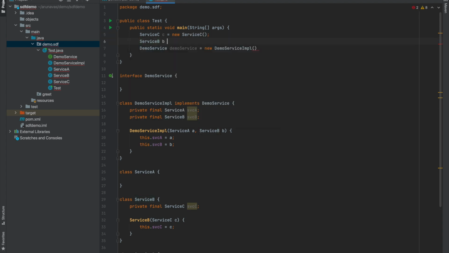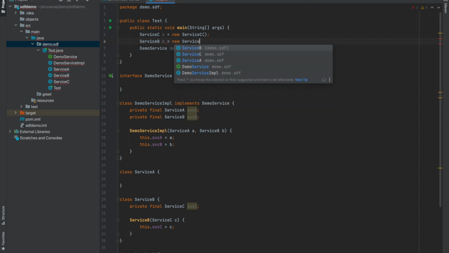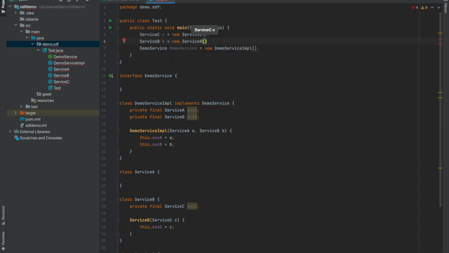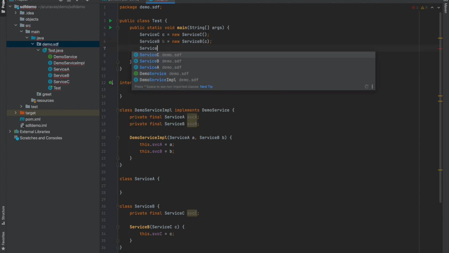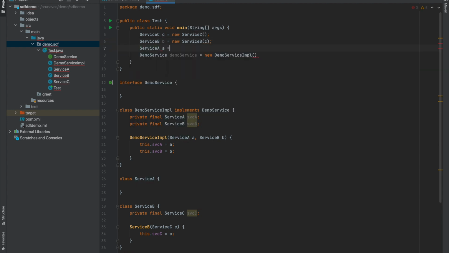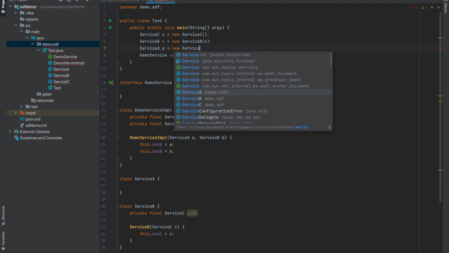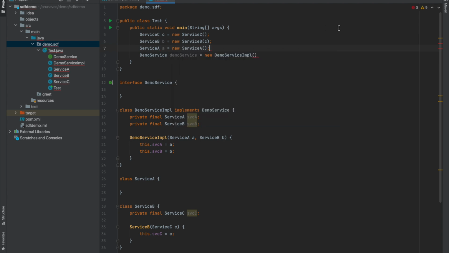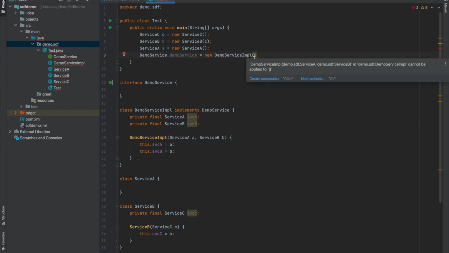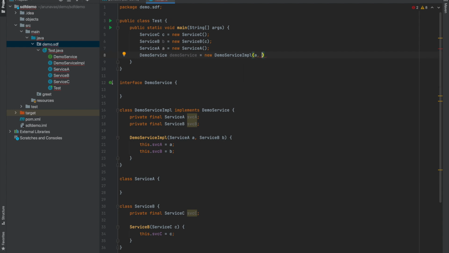serviceB equals new ServiceB, and pass the instance of C, and then serviceA equals new ServiceA, and pass both A and B instances in DemoServiceImpl. So we had to manually initialize the classes as per its dependency order.